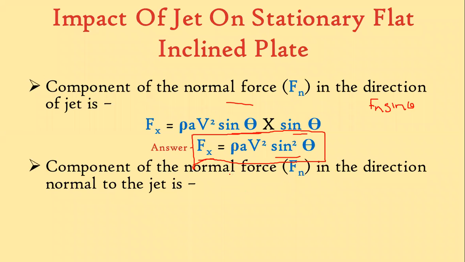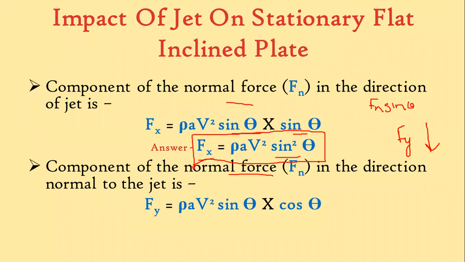Next is the component of the normal force in the direction normal to the jet. That means I will find out Fy, that is the vertical direction. So Fy is equal to rho A v square sin theta into the other component, which is the cos component, cos theta. So Fy will be equal to rho A v square sin theta cos theta.